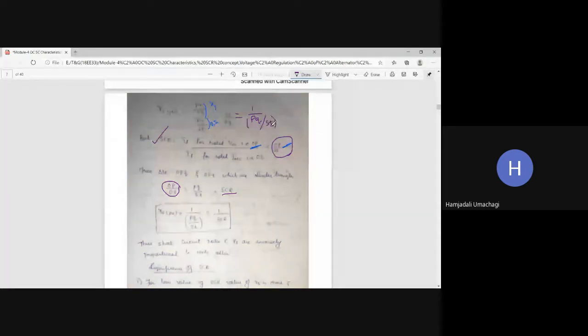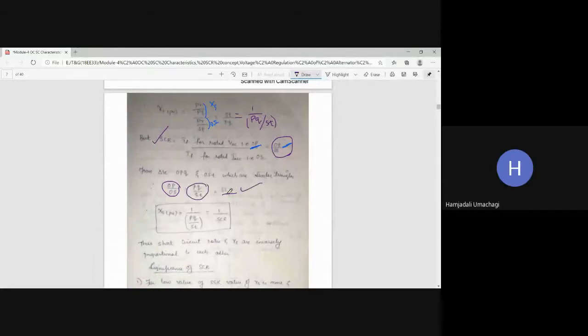Because this ST once again goes to the numerator only. Do you agree? Xs per unit is equal to ST by PQ. In other words, this can also be written as 1 upon PQ divided by ST. Yes or no? Yes, sir. But what is this PQ by ST? PQ by ST is what here?